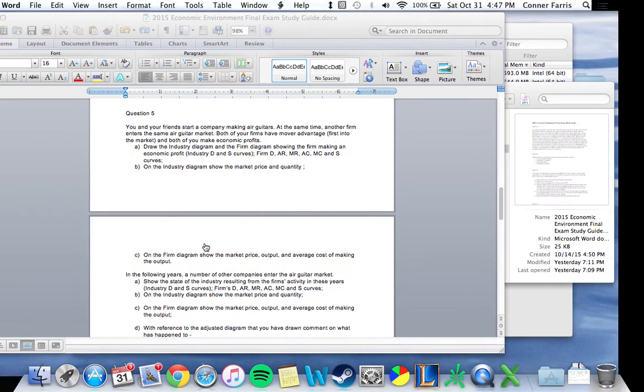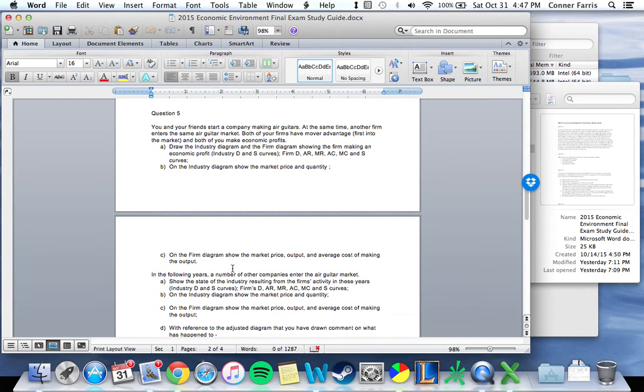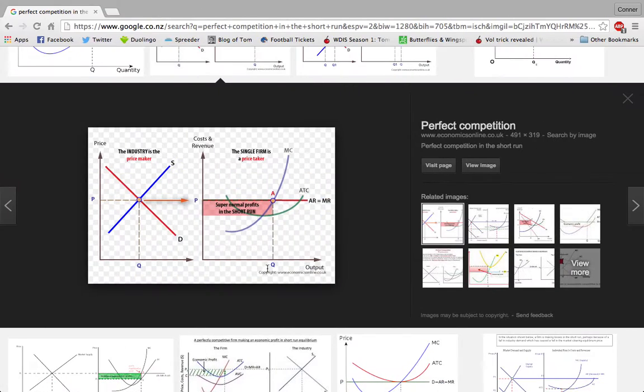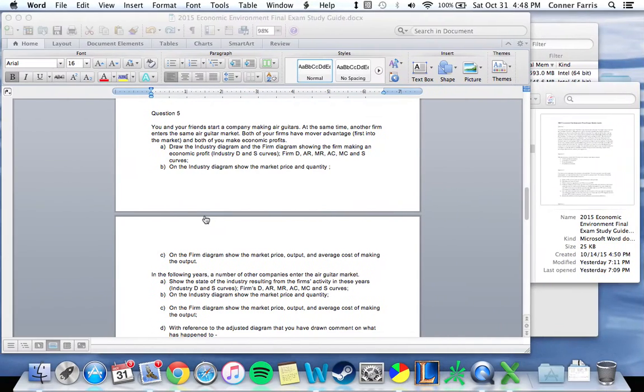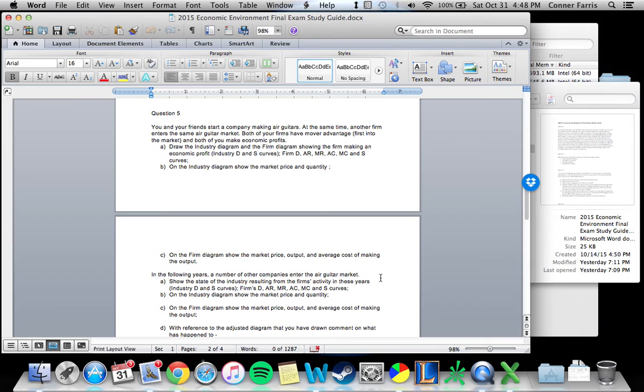Quantity, price, done. On the firm diagram, show the market price, output, average cost of making output. Okay, average cost is going to be this, and this is going to be our quantity, and this is going to be our price. So you go right here. Okay, so this is our average total cost. Go over, and this is going to be our cost for making each unit, because this average total cost is right here. That's just how it works. See this line? We're producing at this, so we go down. We're producing at this quantity. Look at this. Go over. Cool deal. That's where our cost is going to be. So average cost of making the output.